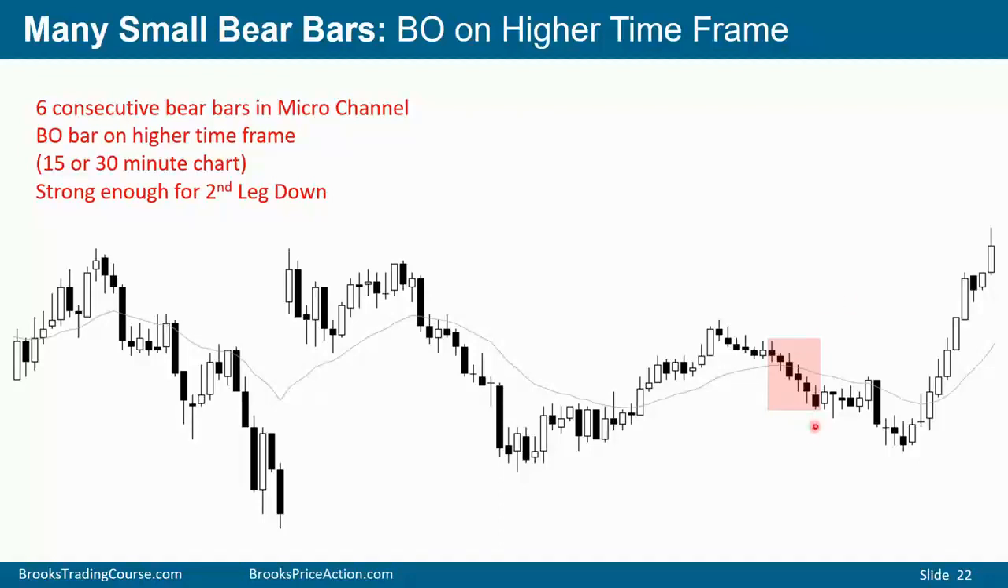At this point, we've had 6 consecutive bear bars, a very tight bear channel. 6 consecutive bear bars is a breakout on a higher time frame chart. If this is a 5-minute chart, these 6 bear bars probably will be a strong bear bar on the 60-minute chart and 2 strong bear bars on the 15-minute chart. The odds are we'll go at least a little lower.